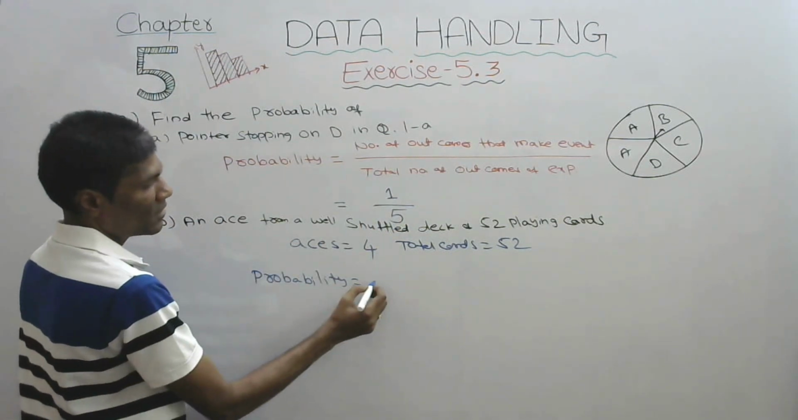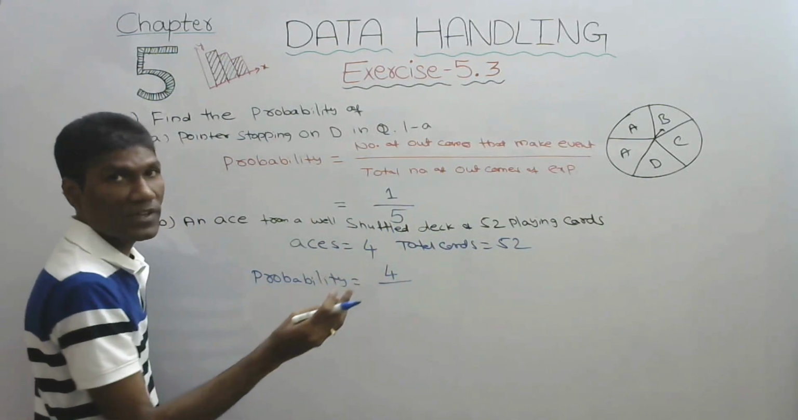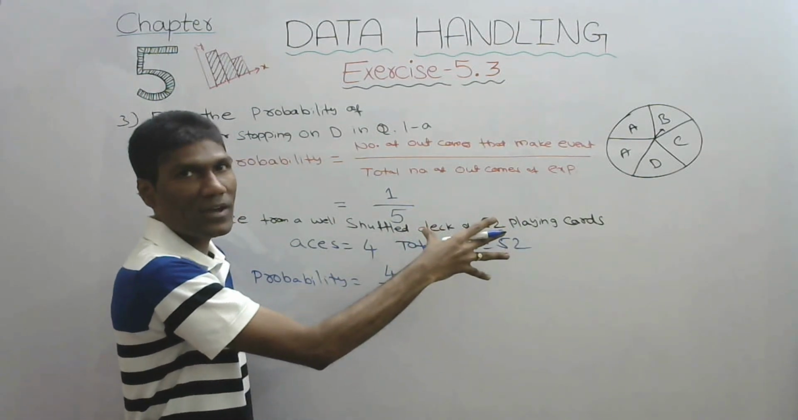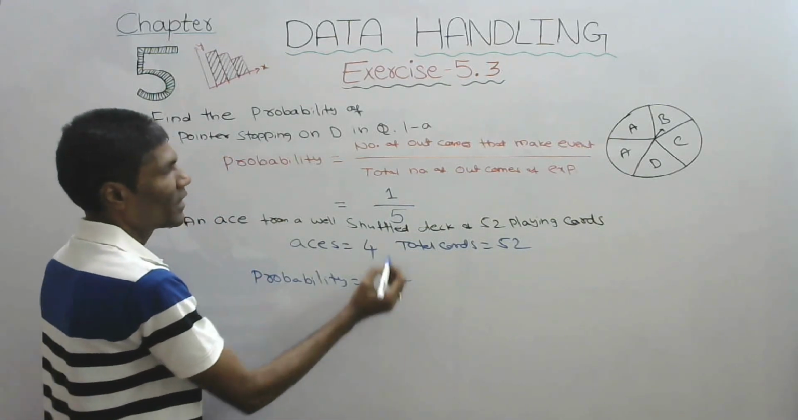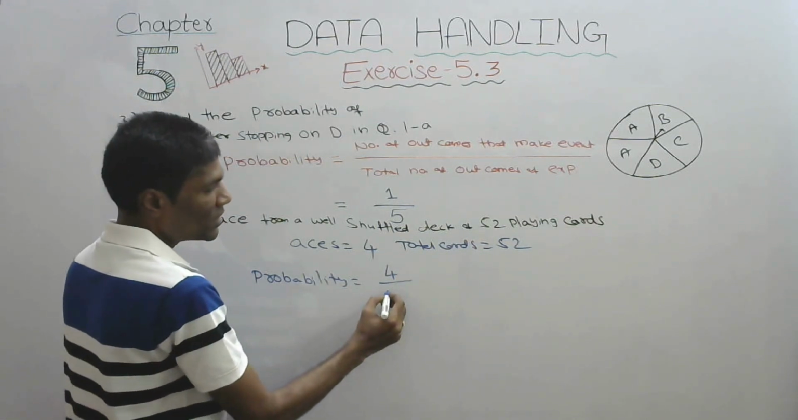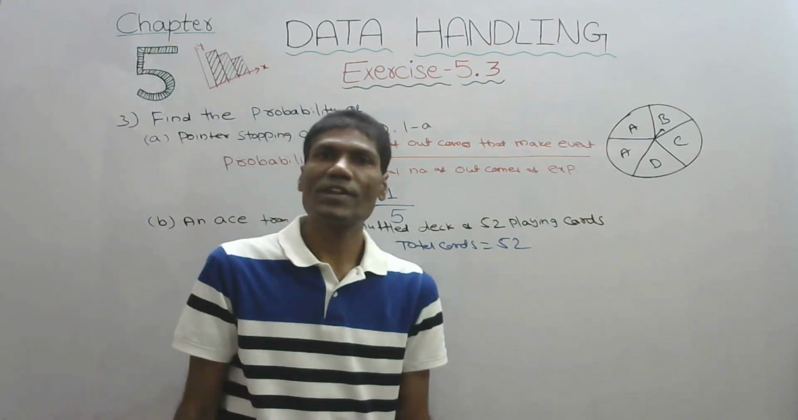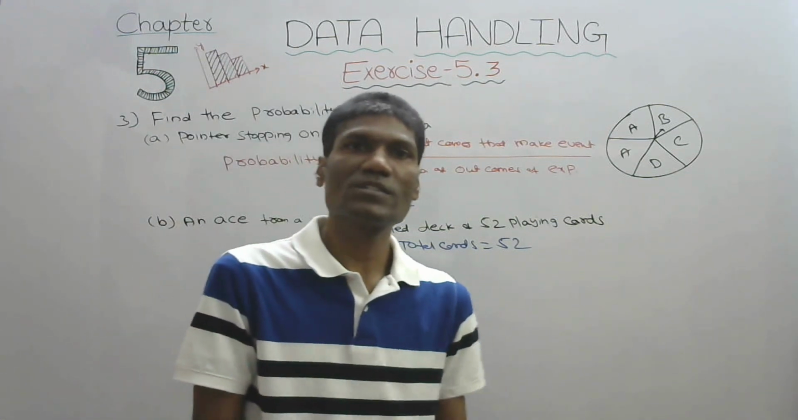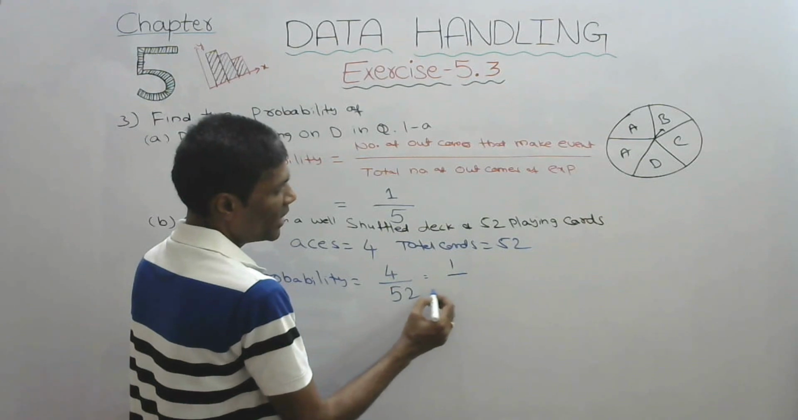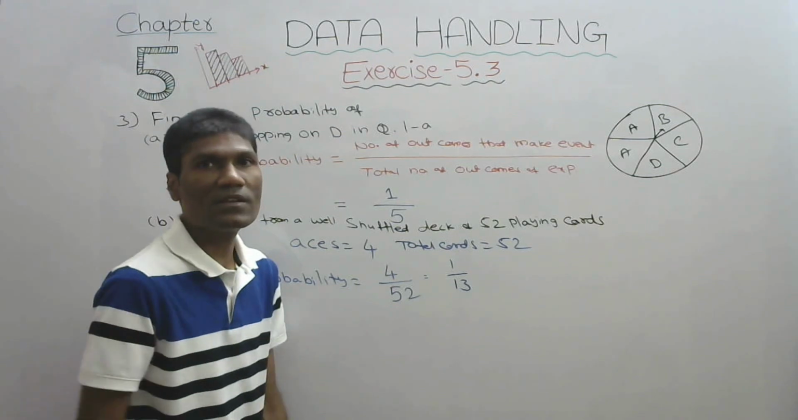Now, probability equal to, same formula. So, number of outcomes, we have 4 possibilities. We can pick any one of these 4 aces in that total pack of 52 cards. And total number of outcomes, that is total number of cards, are 52. So probability will be 4 by 52. We can keep it like this or we can simplify. If we simplify, this will be 1 by 13, since 4 ones are 4 and 13 fours are 52. So it will be 1 by 13.